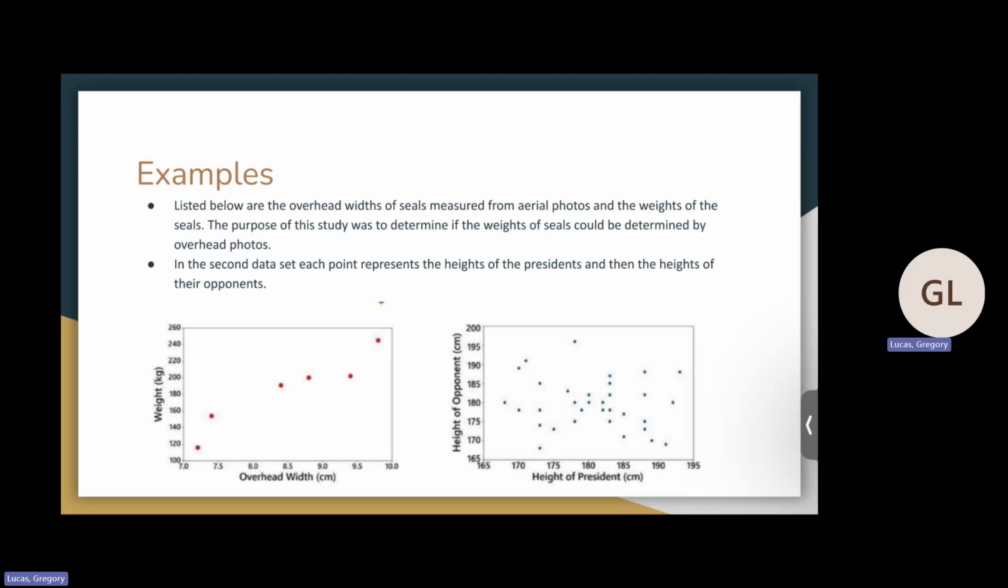So the second one is kind of a silly example. Each point represents the heights of presidents, and the other one represents the heights of their opponents. Clearly here, we can see there is no correlation at all. The height of the president, the people running for president, doesn't make one a better candidate over the other. So we can see there's just random dots all over, they don't form any sort of shape.